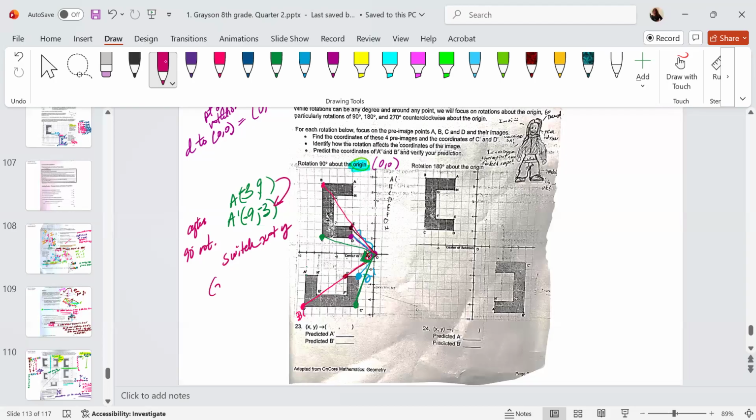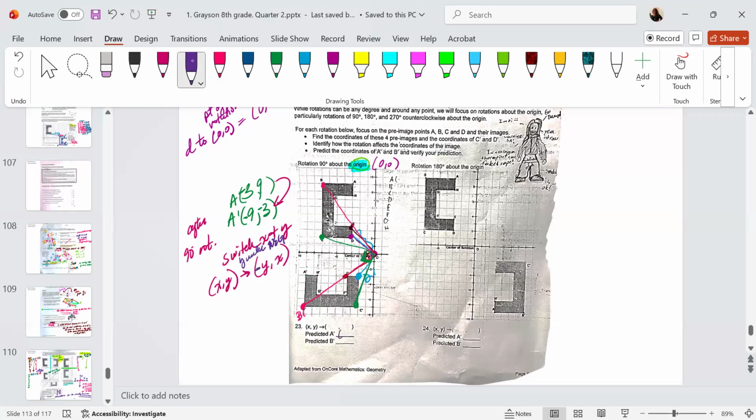What's the X and Y value? So if it's X and Y like this, with the rotation, it becomes Y comma X, correct? What else changed? The Y value, the one value is negative. That's it. So predict A prime.